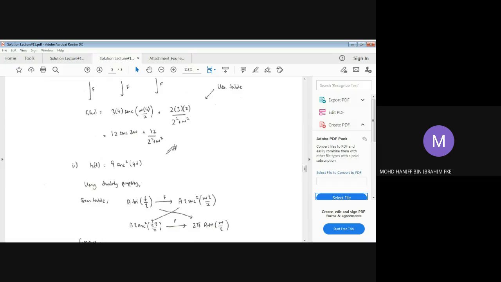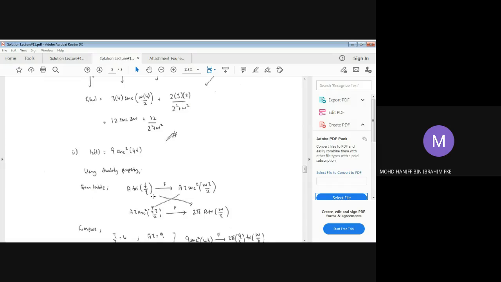Okay, so this is from the table that will give us A triangular t over tau, which will give us A tau sin squared omega tau divided by 2. For this, we can copy this term in time domain. So that will give us A tau sin squared t tau over 2 in time domain. And in frequency domain, you are getting 2 pi A triangular omega over tau.